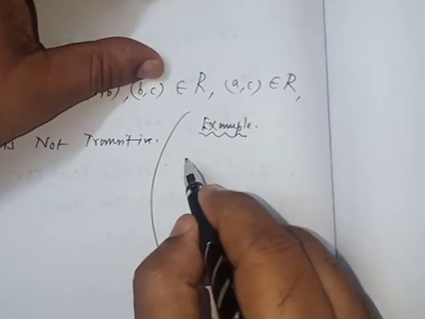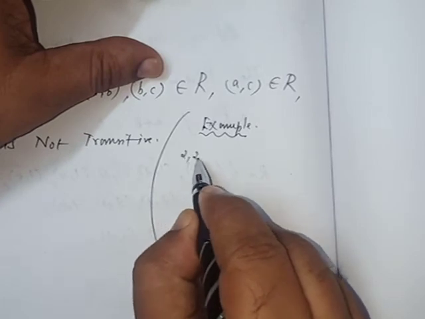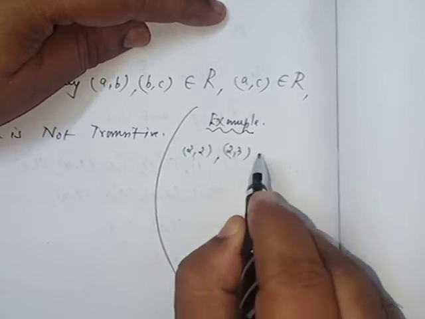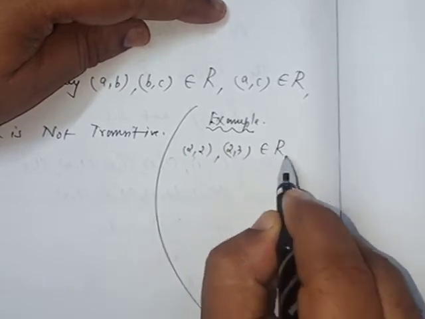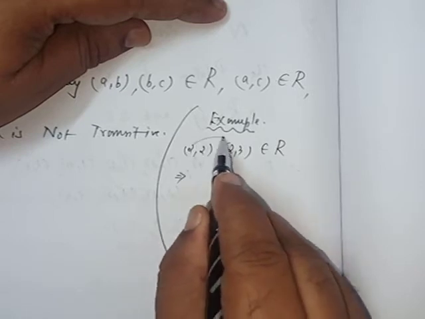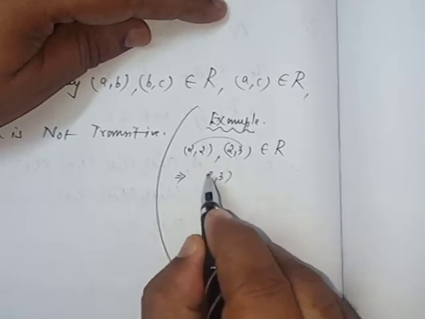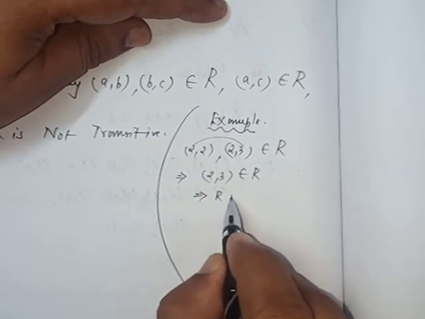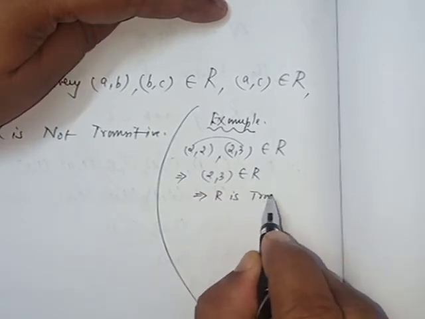In that case, I take 2 comma 2 and 2 comma 3 as an example. Both belong to R, which implies, since we have the continuity, you can write the result 2 comma 3, which belongs to the set R. In that case, we can say R is transitive.